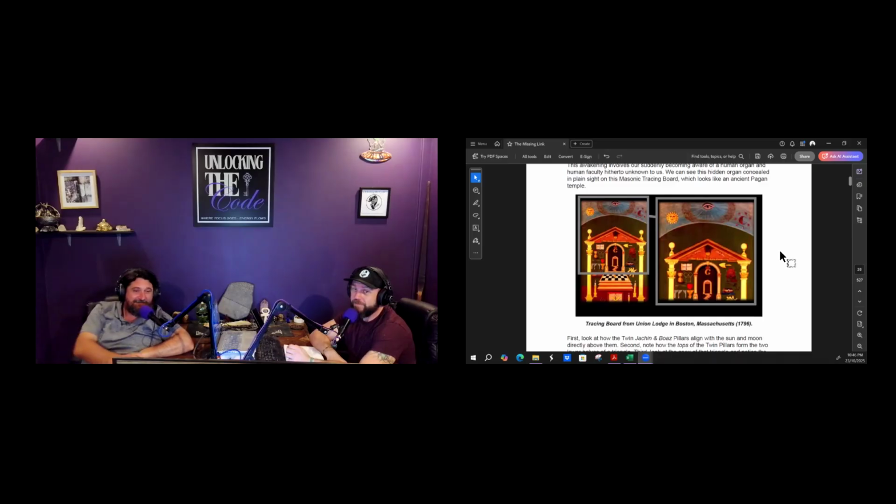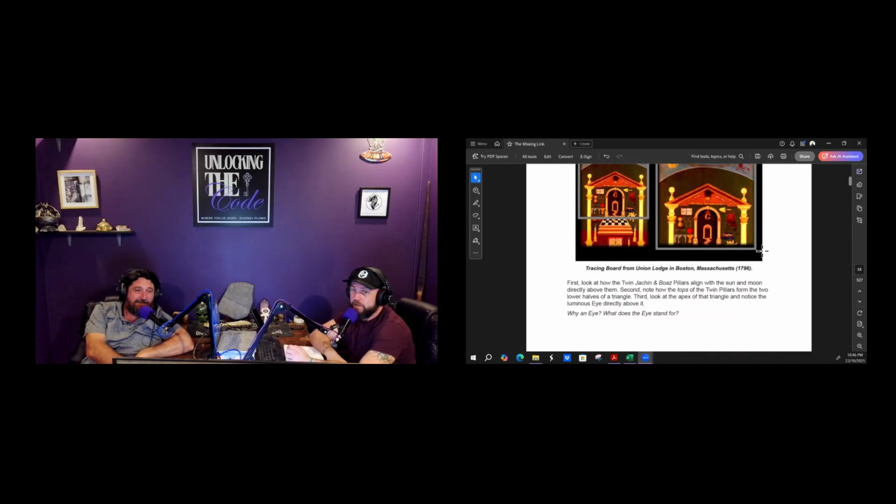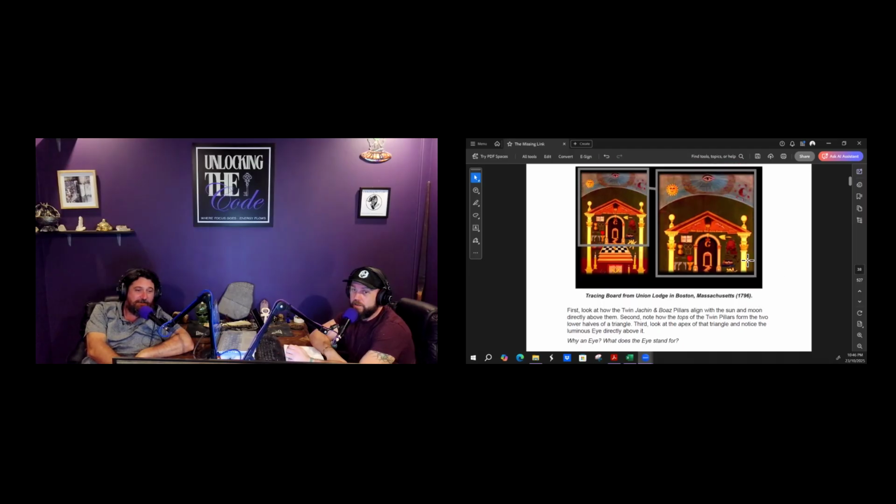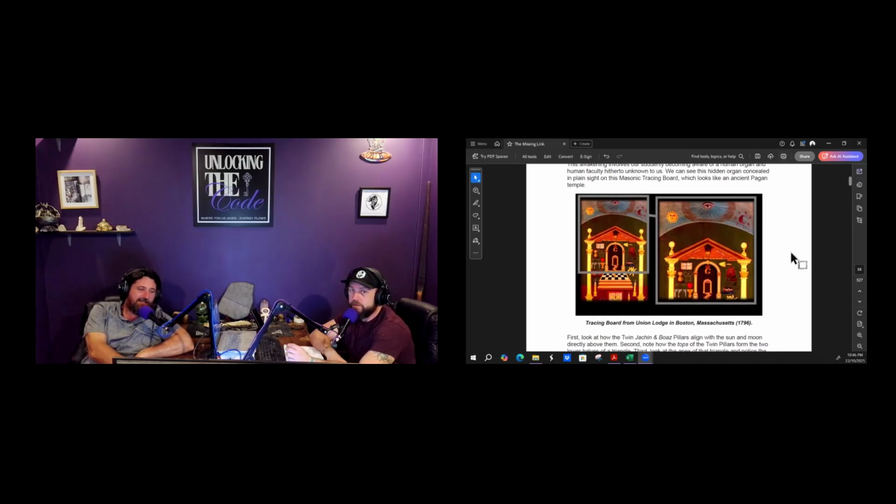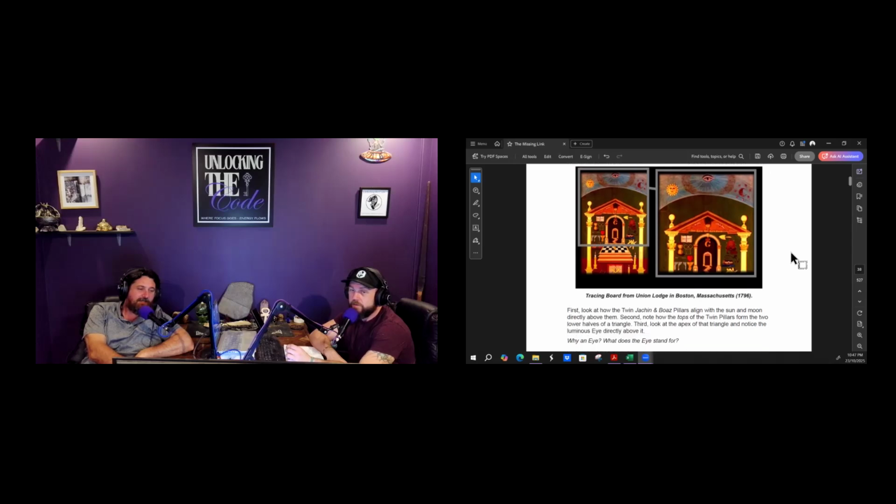Where's the organ? Show me your organ. Tracing board from Union Lodge in Boston, Massachusetts. First, look at how the twin Jachin and Boaz pillars align with the sun and moon directly above them. Second, note how the tops of the twin pillars form the two lower halves of a triangle. Third, look at the apex of that triangle and notice the luminous eye directly above it.